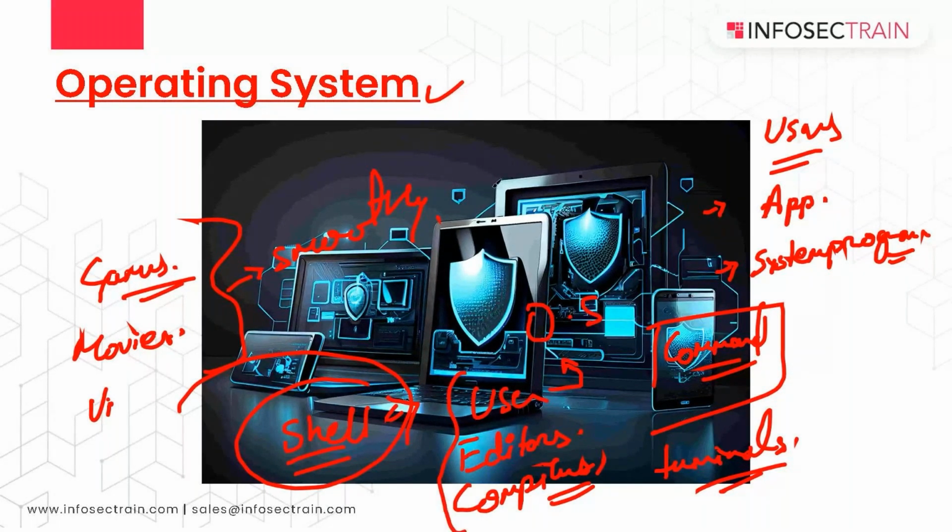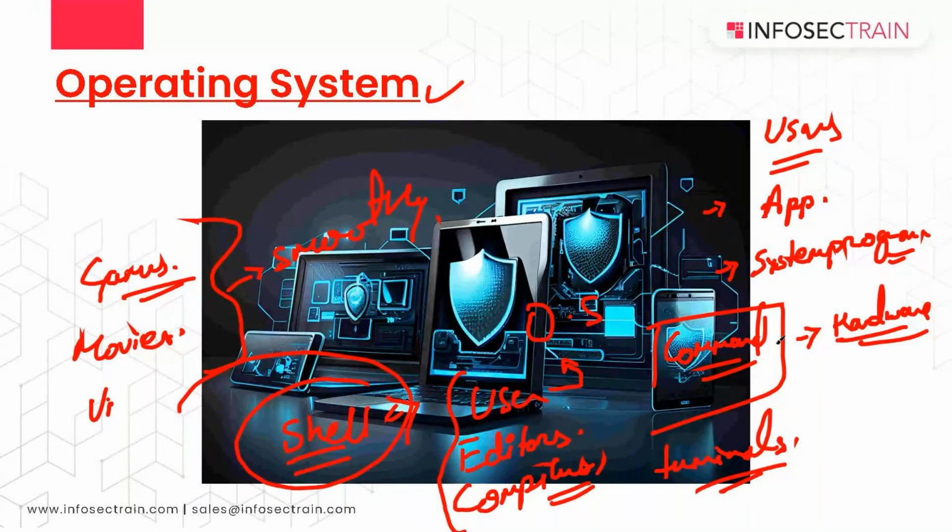Then after our system programs, we have our hardware. The hardware is the physical part of our system, which we can touch, like the motherboard, the SSD, and the hard disk.